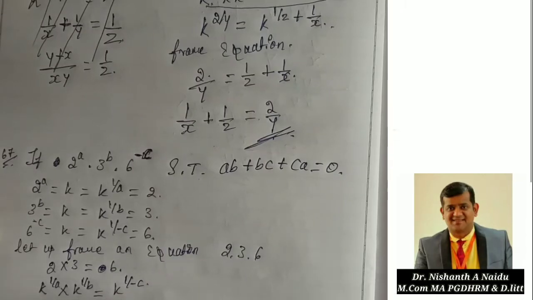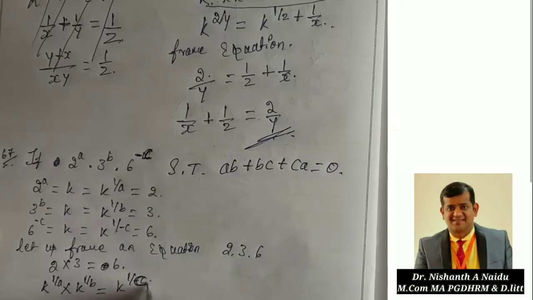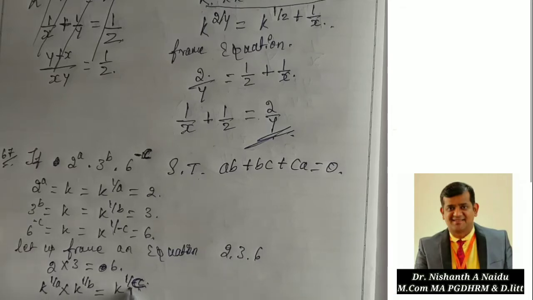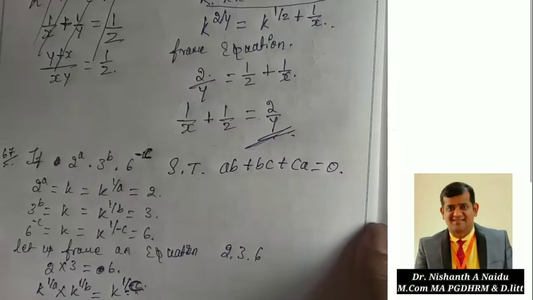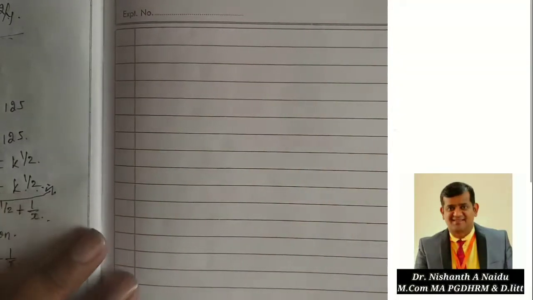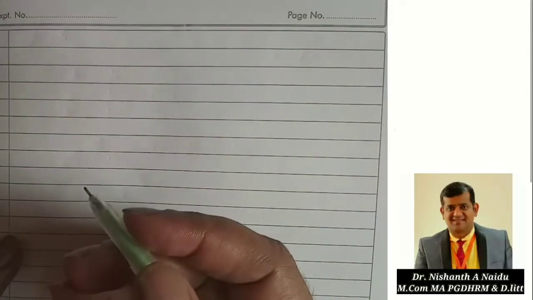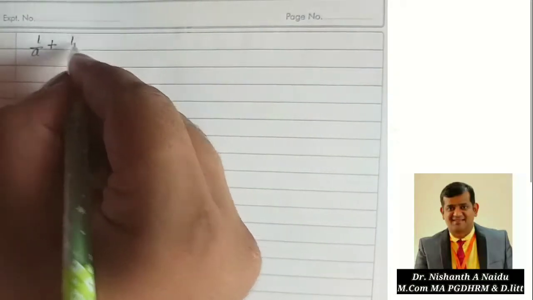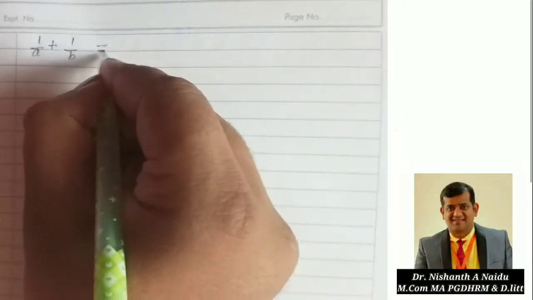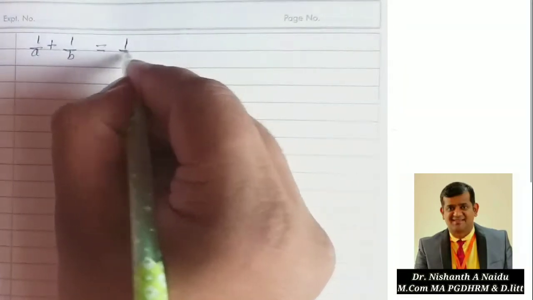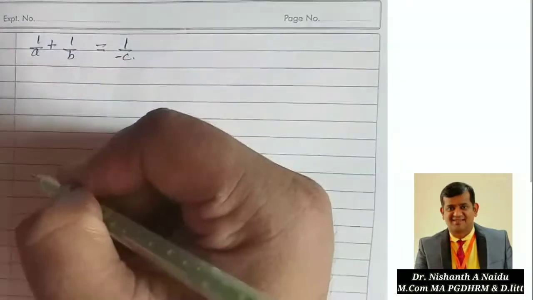Correct. So this is the equation. Since it is not a minus 6, I am converting into 1 divided by c. Okay, 1 divided by c, so that is minus c. Now when powers are same, bases can be added and equated also. So 1 divided by a plus 1 divided by b equals 1 divided by minus c. Till here you are clear, right?